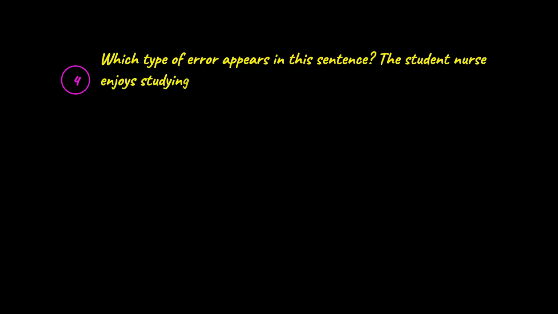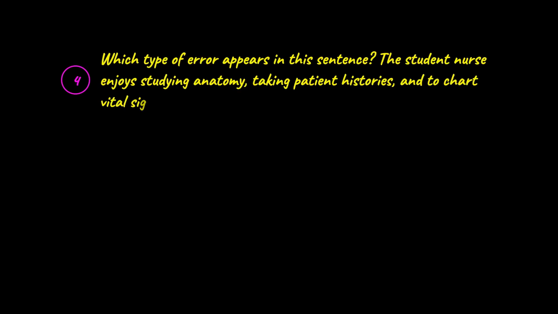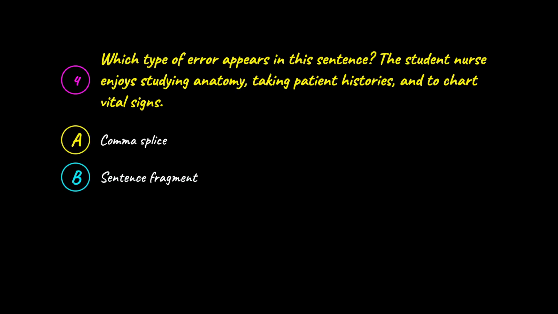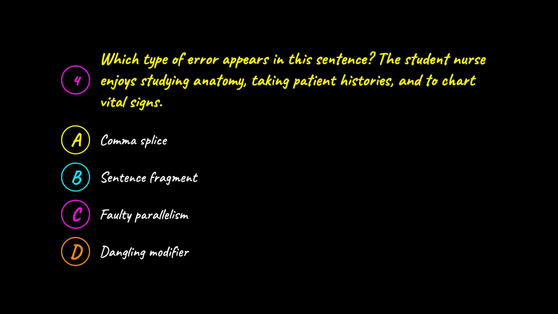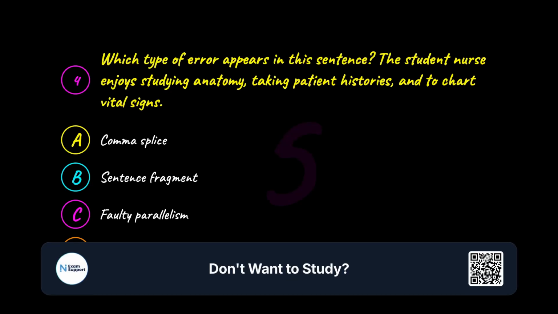Question 4. Which type of error appears in this sentence? The student nurse enjoys studying anatomy, taking patient histories, and to chart vital signs. Your options are A. Comma splice, B. Sentence fragment, C. Faulty parallelism, D. Dangling modifier. What's your answer? Commit to one before I continue.